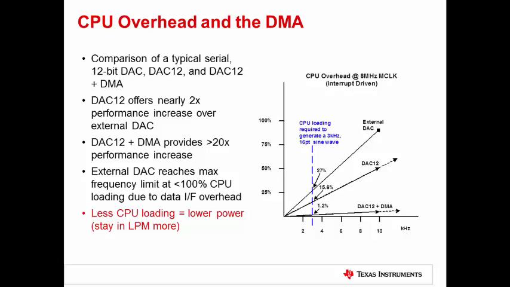This slide shows an example of a typical implementation of DMA to generate a sine wave with the DAC. By using DMA with an internal DAC found in some MSP430s, the transfers are much faster and the CPU can remain asleep for more time.